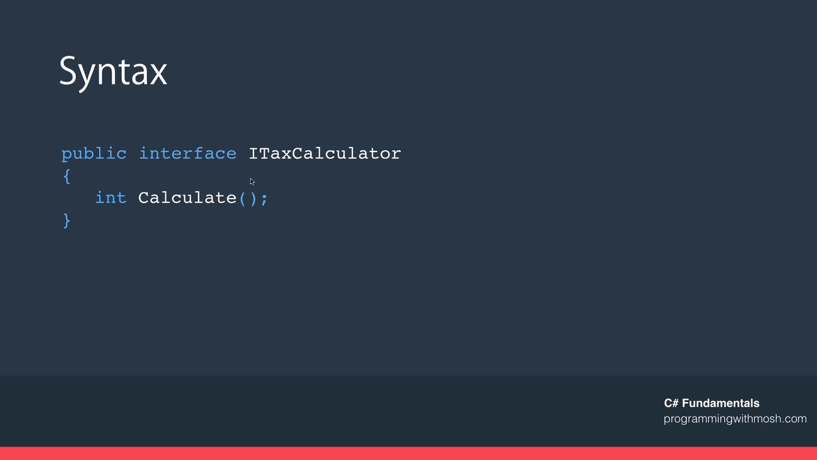So you see here, we have a method called Calculate. That is simply a declaration. It doesn't have a body. It doesn't have curly braces. Also note that interface members do not have access modifiers. So here we don't have public, private, protected, whatever.